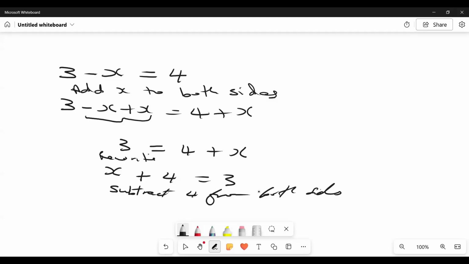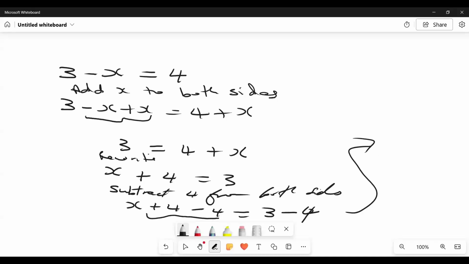And now we subtract 4 from both sides. You get x plus 4 minus 4 equal 3 minus 4. So your answer coming up here, these two are going to become 0. You're left with x equal minus 1. Right? So that's an alternative approach. Of course, there's a shortcut, right? There's a shortcut that people like to do, and this is what they do. I'll show you in a moment.